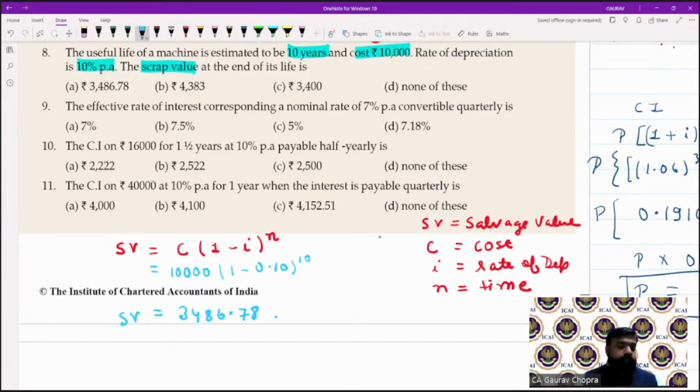Option number A. Sindhu is given option number D, but A is the answer, Sindhu.